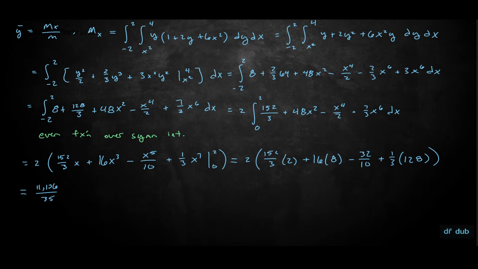Y squared over 2 plus 2/3 y cubed plus 3x squared y squared. Plugging in bounds is 16 over 2, which is 8. 2/3 times 64. And let's see, 3 times 16, which is 48. Minus x to the 4 over 2. Minus 2/3 x to the 6th plus 3x to the 6th.